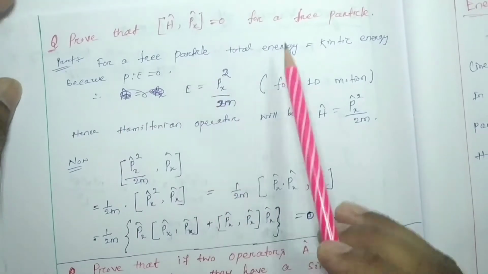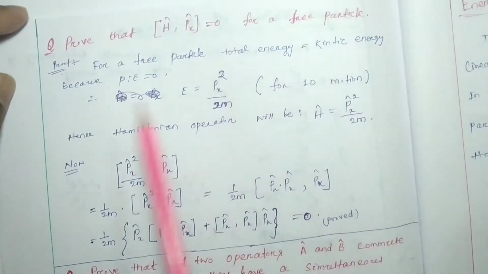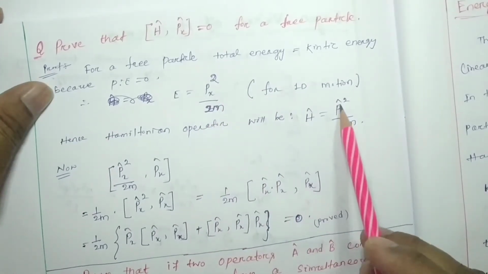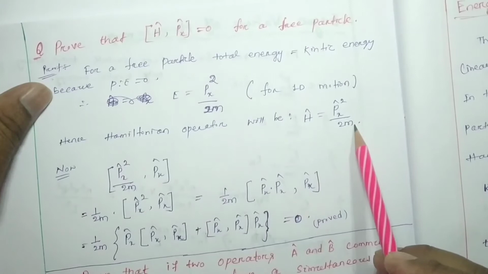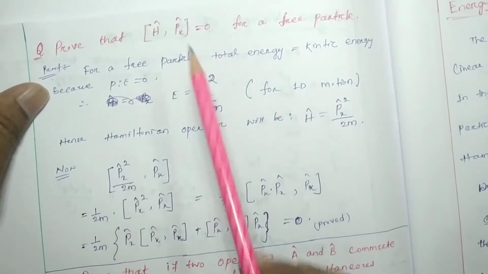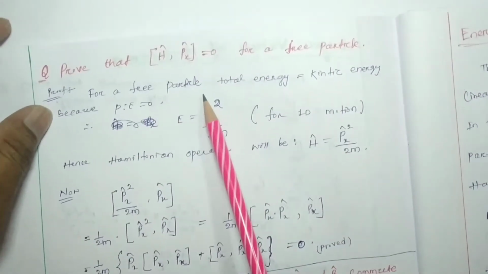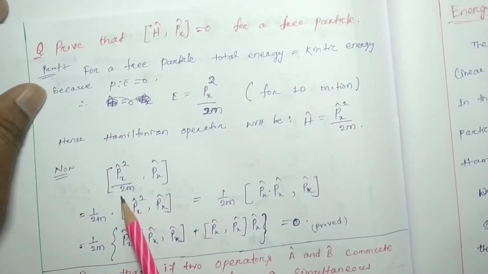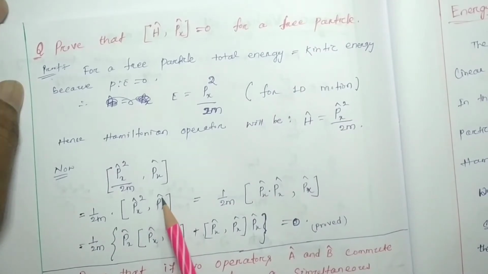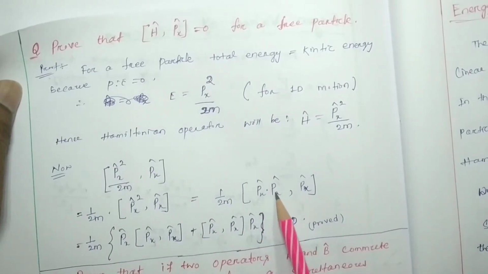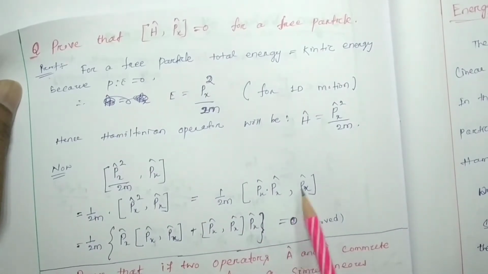So for a free particle, total energy will be nothing but kinetic energy, potential energy 0, E equals px square by 2m, or H cap is nothing but px cap square by 2m. So instead of H cap, I can write px cap square by 2m, and 1 by 2m can be taken outside. It will be [px cap square, px cap], and 1 by 2m [px cap px cap, px cap].